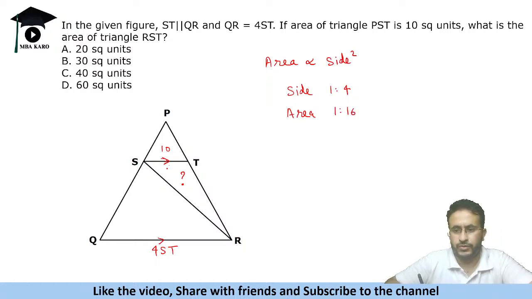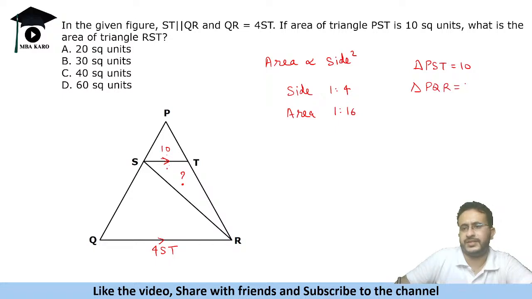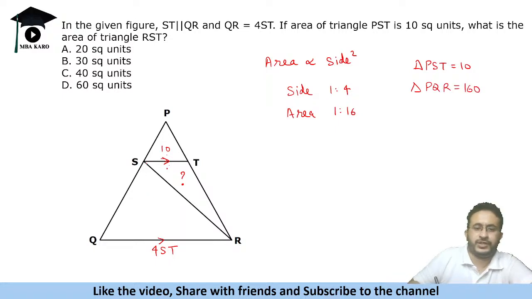Now if you see, this is 10 and this complete area is 160. So the area of triangle PST is 10, the area of triangle PQR is going to be 160. So the remaining part will be 150. This area is 150.